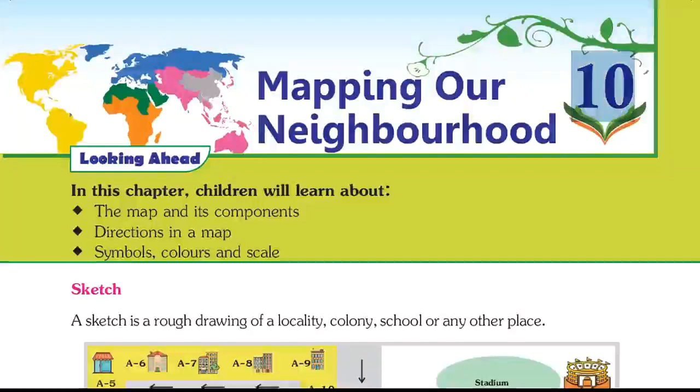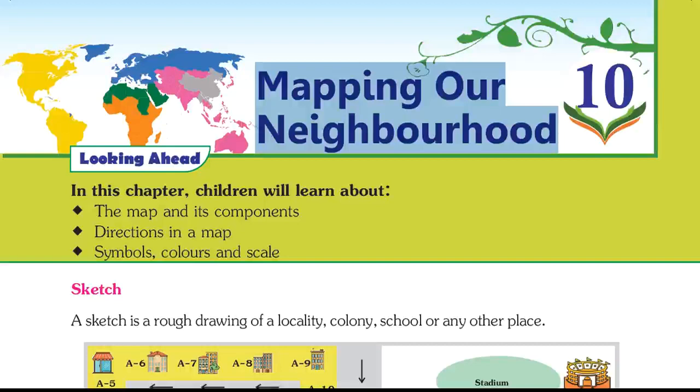Chapter 10. Mapping our neighborhood. Do you know what is a map and why do we need it?